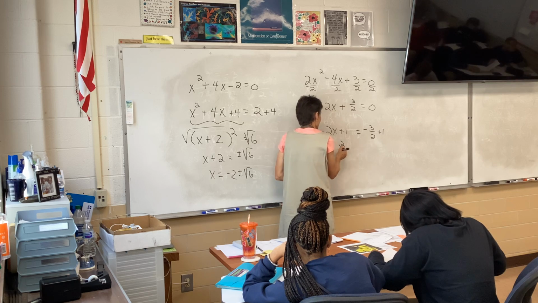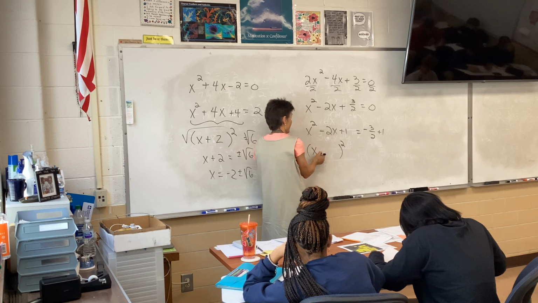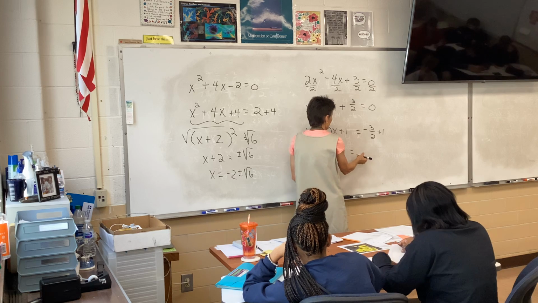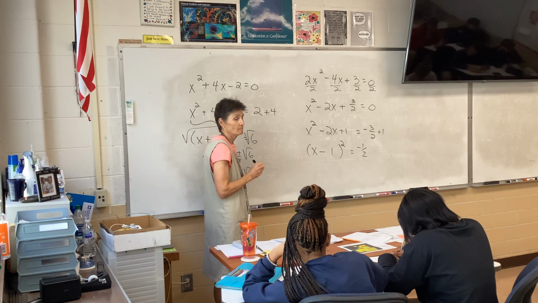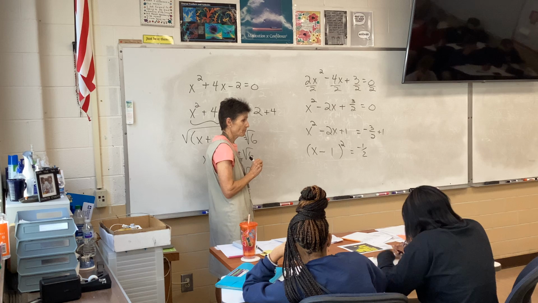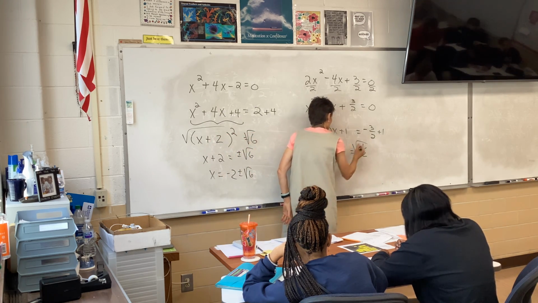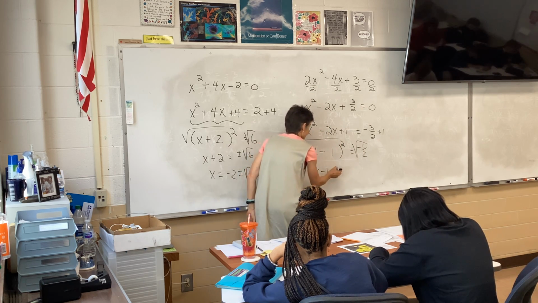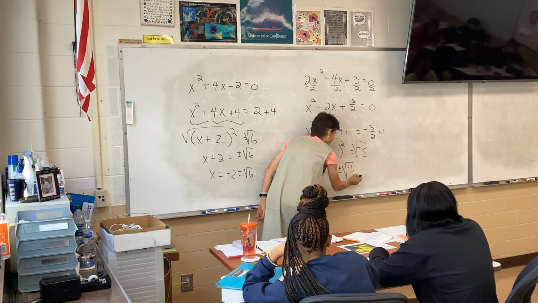What parentheses is this? What perfect square is this guy? x minus 1 squared equals -1/2. Oh boy. We got this. What do we do now? Square root. So we have x minus 1 equals plus or minus the square root of -1/2.